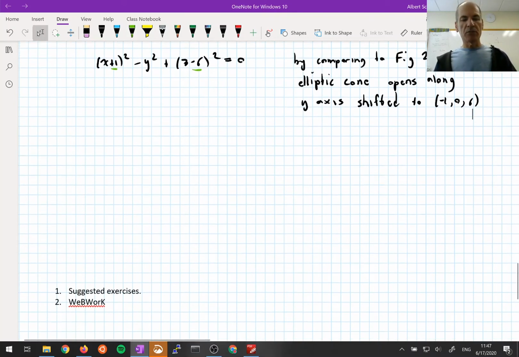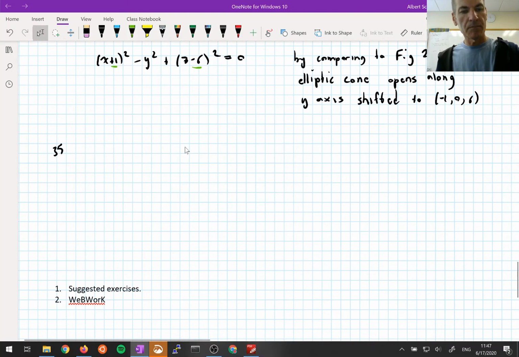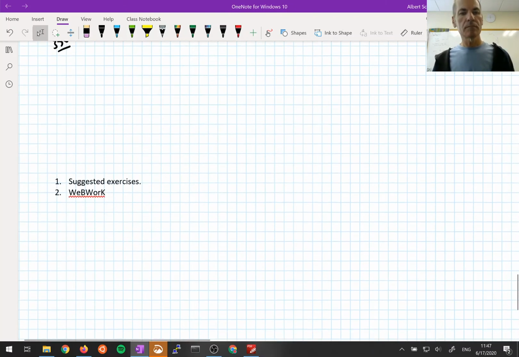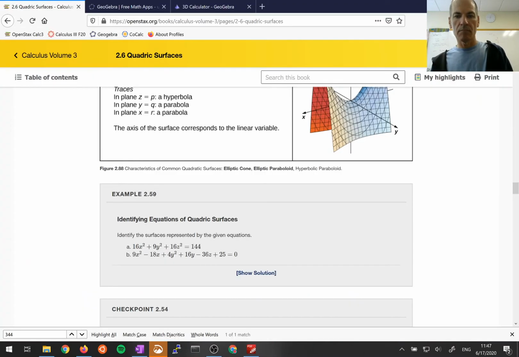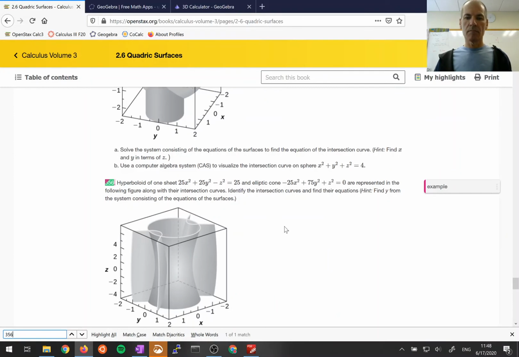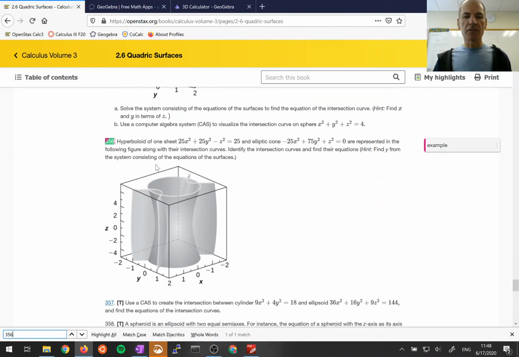Continuing, let's talk about 356. In 356, we have a hyperboloid of one sheet and an elliptic cone. And they're both sketched, and they intersect each other. And the question is to find the intersection of the curves and maybe find their equations. All right, let's talk through this.